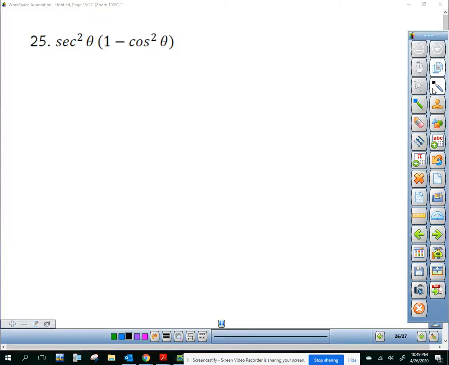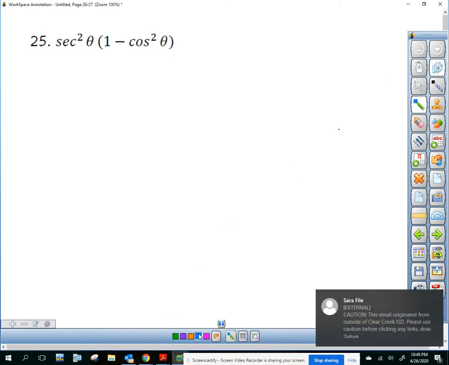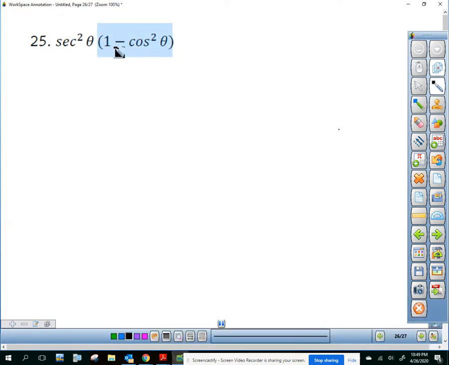All right, in 25, we're trying to simplify secant squared theta times 1 minus cosine squared theta. Remember, anytime you see a squared trig function, especially paired with a 1 somehow, think back to your Pythagorean identities and see what it would be equivalent to. In this case, we would use the sine squared plus cosine squared equals 1.